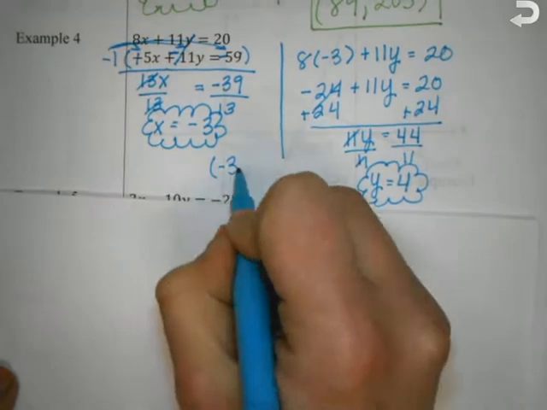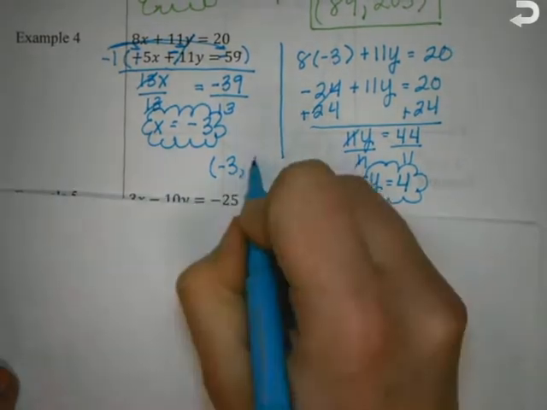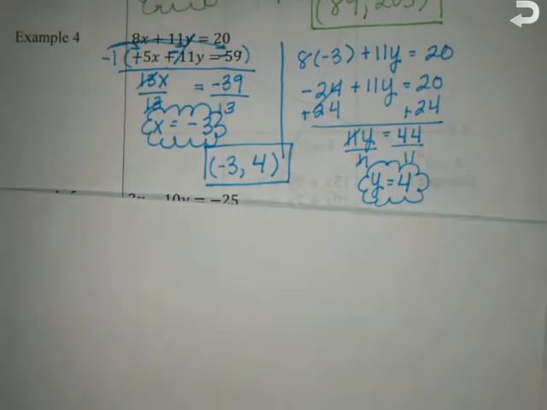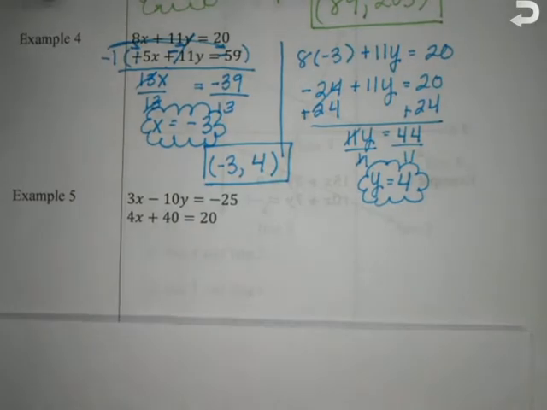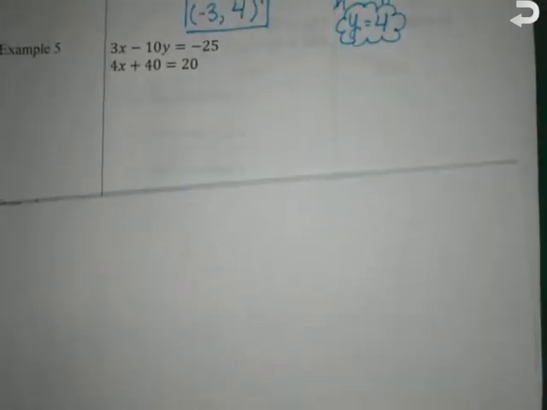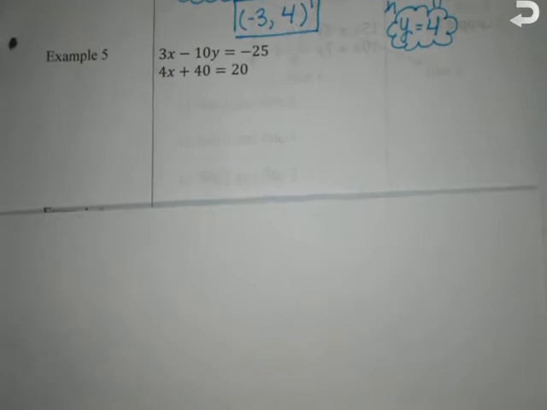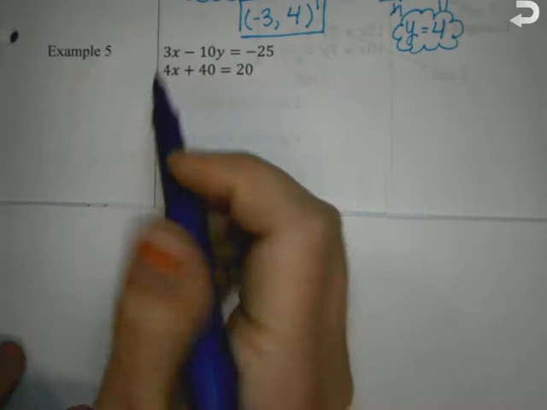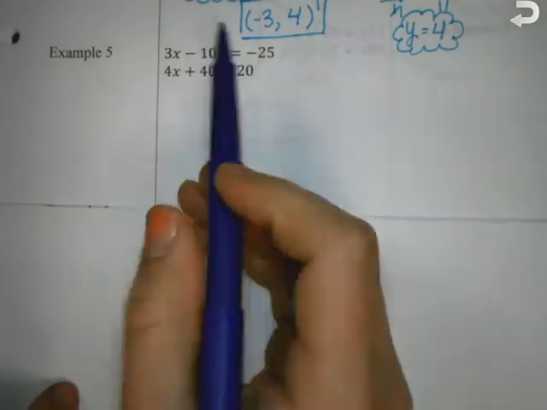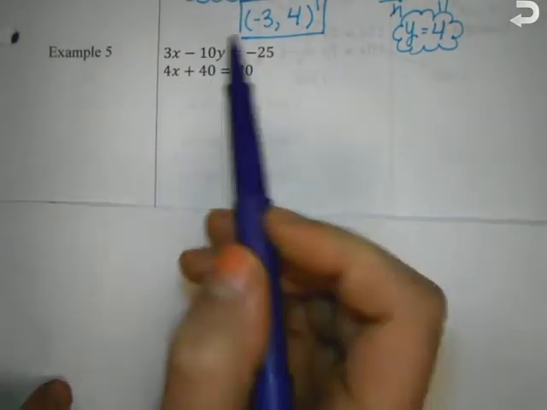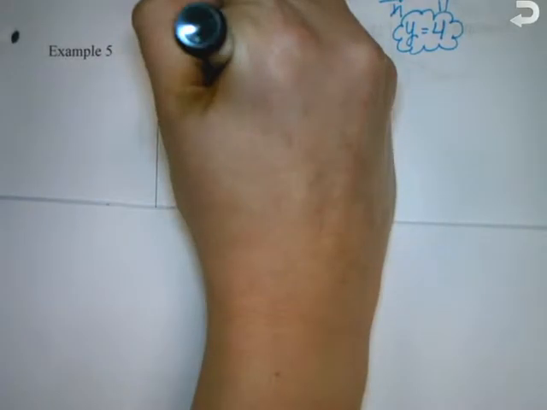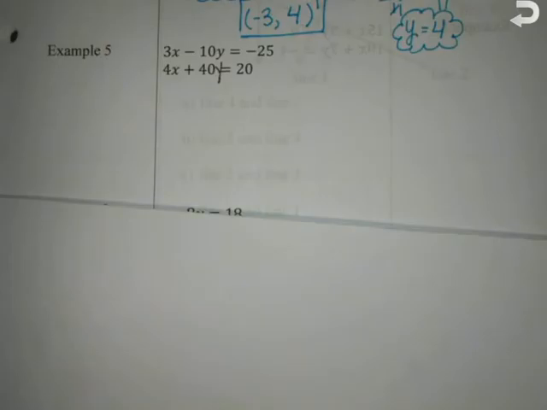Okay. There's 8 examples. So, example 5. This does not look like we can eliminate anything, correct? Okay, because I have 3x and 4x, -10y, and, oops, plus 40y, typo. Alright, we can change one of the equations to make them the same.